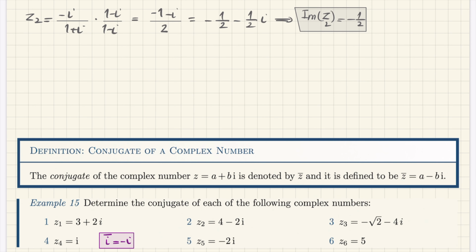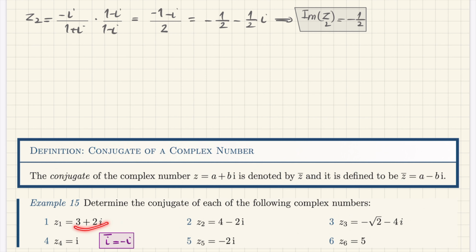So we defined the conjugate of a complex number here. The conjugate of a complex number z equals a plus bi is denoted by z bar, and it is defined to be the complex number whose imaginary part is the opposite of the imaginary part of the original number. And if you remember, we talked about this example.